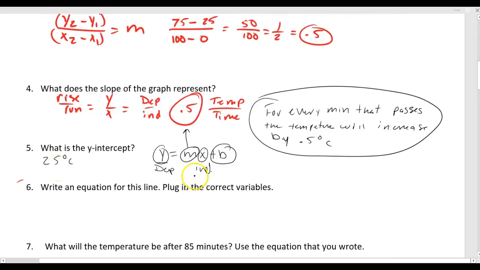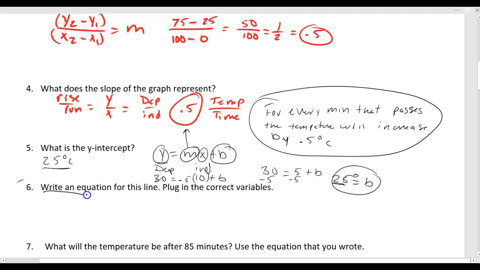So x I said was going to be 10, y was going to be 30, my slope is 0.5, and then I am solving for b. So 0.5 times 10 is 5. So then I have 30 is equal to 5 plus b. Subtract by 5, subtract by 5, and then I get 25 is equal to b. So as you can see, that's the very same exact answer. So you could do it either way. Both ways are correct.